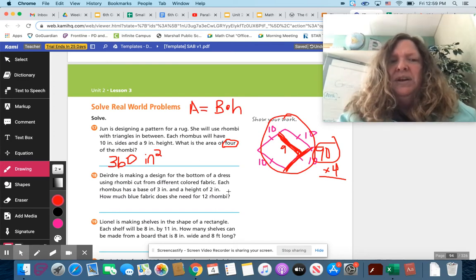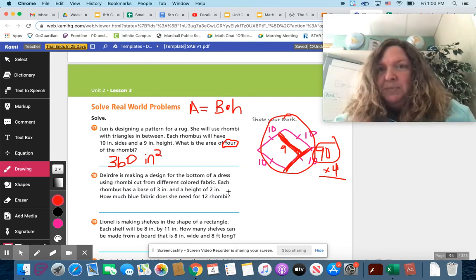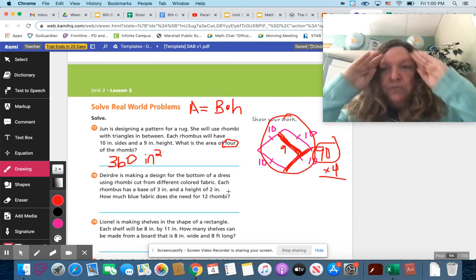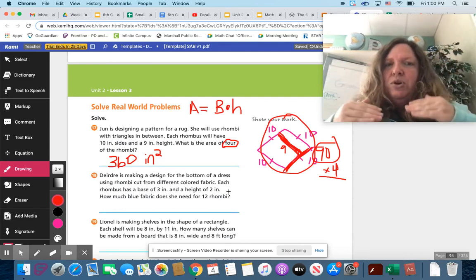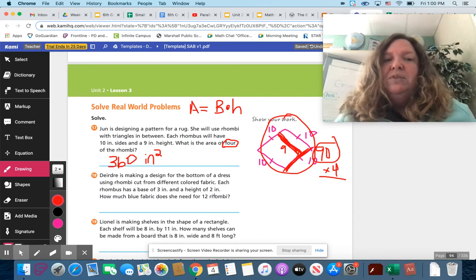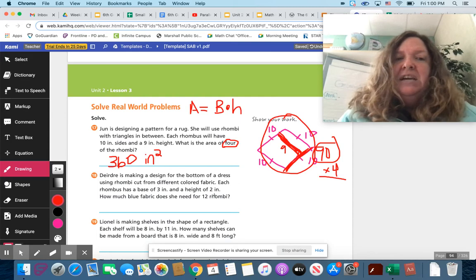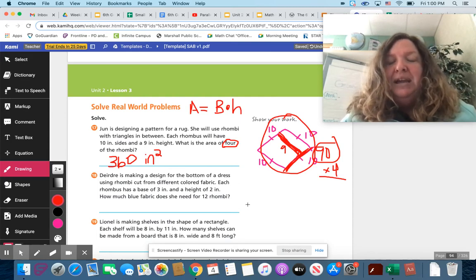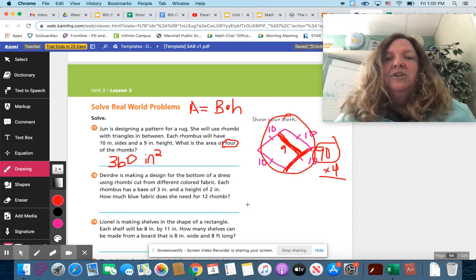Let's try the second one. Again, drawing a picture. Please, please, please draw a picture on every single one. Use that strategy of drawing a picture, drawing a picture, drawing a picture. Deirdre is making a design for the bottom of a dress using rhombi cut from different colored fabric. Each rhombus has a base of 3 and a height of 2.